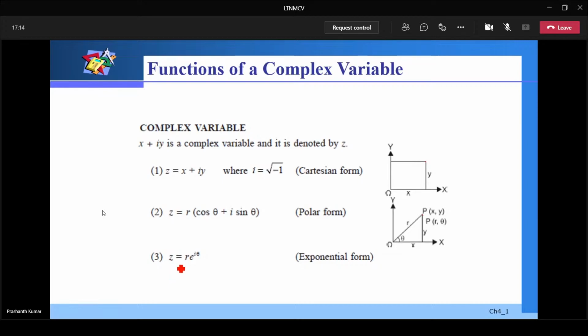And the third form is z is equal to r e to the power of i theta, because cos theta plus i sin theta we can write as e to the power of i theta. Therefore, from the polar form, z is equal to r e to the power of i theta also we can write. This we call the exponential form of the complex variables. These three things we commonly use in the problems. Therefore I am discussing these three things.